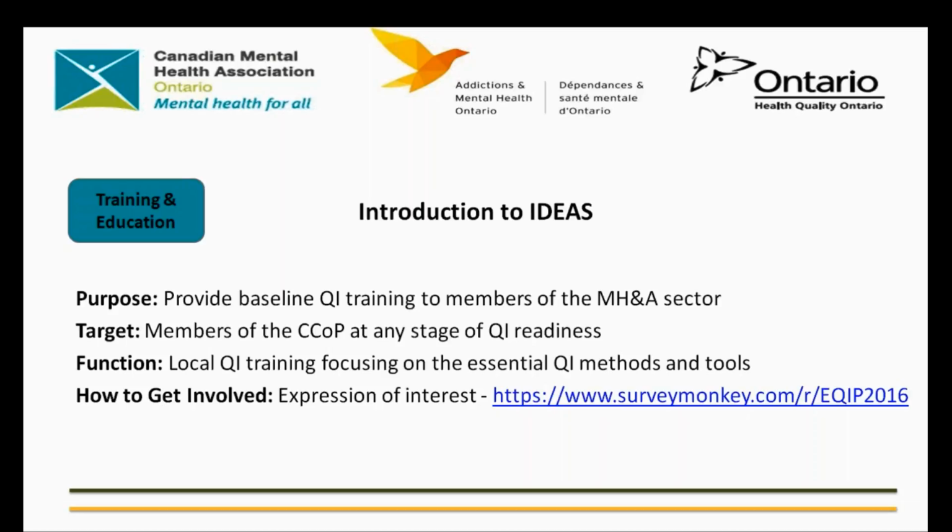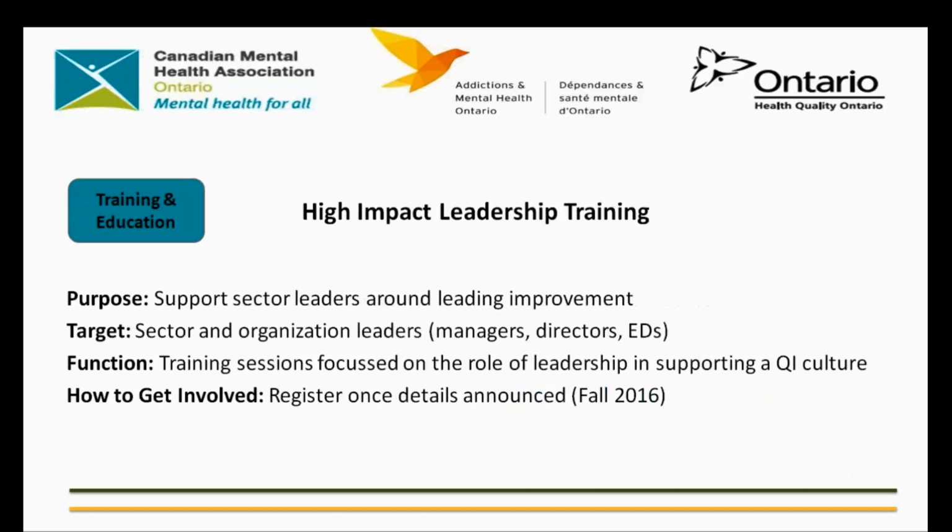The next piece that we will be offering is the high impact leadership training. The purpose really is to focus on our leaders who are helping to lead improvement initiatives. We know from implementation work that leadership is really critical for putting on the ground and sustaining our QI work. So a big piece of this project is to support our leaders.